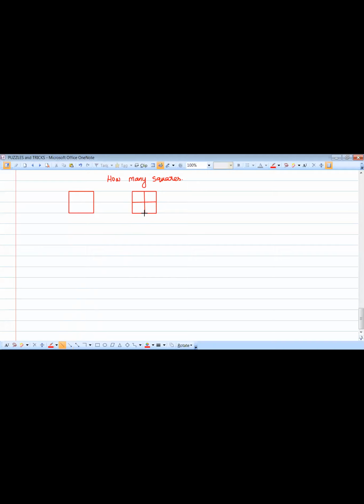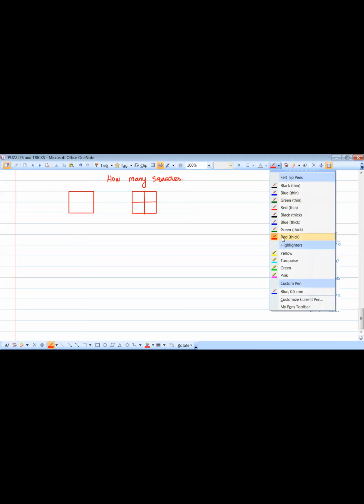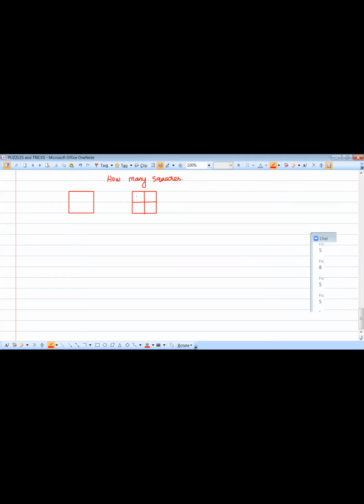Now, how many squares are there in this figure? Yes, very good. Everyone is sending the correct message. 5 squares are there. Yes, your answer is correct. 1, 2, 3, 4, and the biggest one square is there. Totally 5 squares are there. Okay. So now one more question for you.